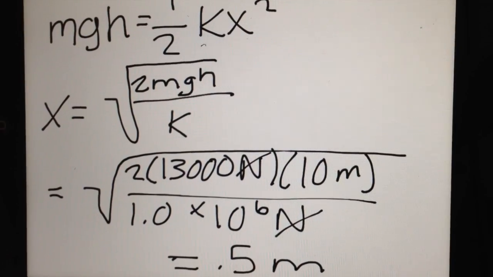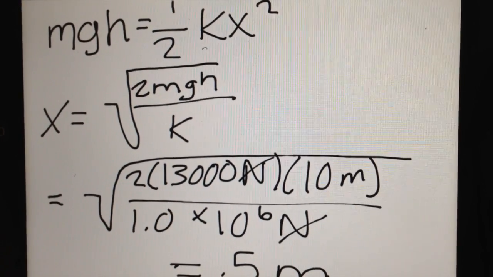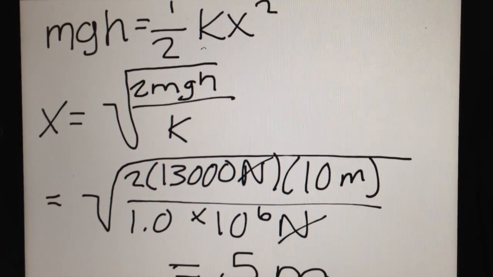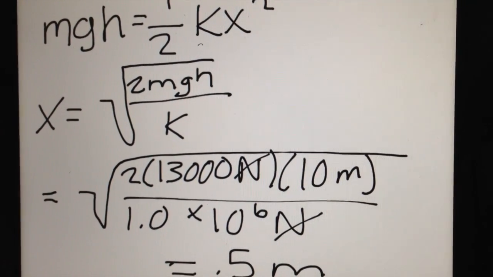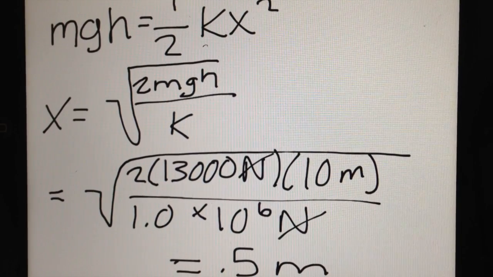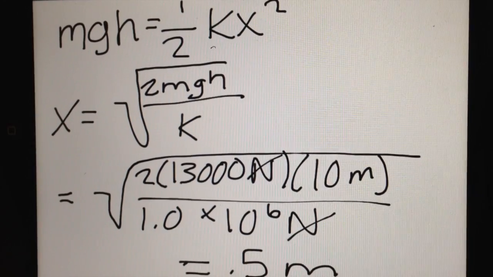A 13,000 newton car starts at rest and rolls down a hill from a height of 10 meters. It then moves across the level surface and collides with a light spring-loaded guardrail. Neglecting any losses due to friction, find the maximum distance the spring is compressed. Assume a spring constant of 1 times 10 to the 6th.